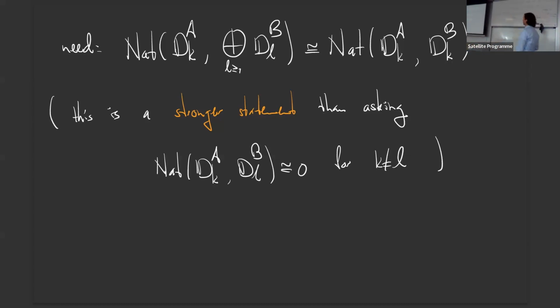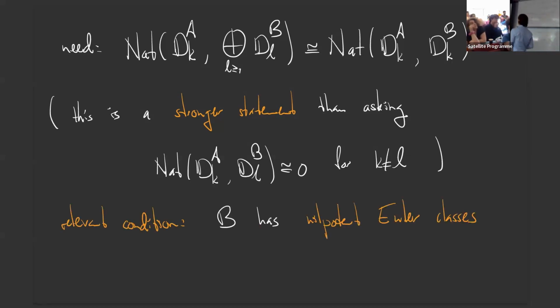That's good, but it's not enough, because you have to somehow commute out this direct sum, and that's the most subtle part of the argument. That's where the meat of the argument really is. It turns out, if you think about this carefully, that the condition that becomes relevant to prove this statement is that the symmetric sequence B has what we call nilpotent Euler classes.